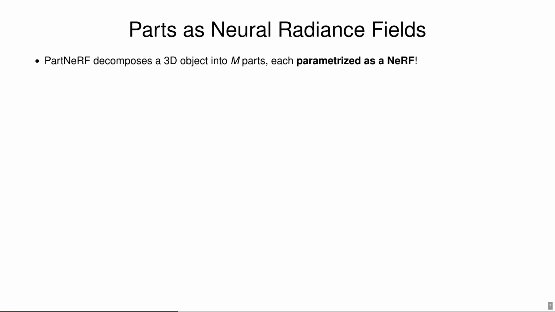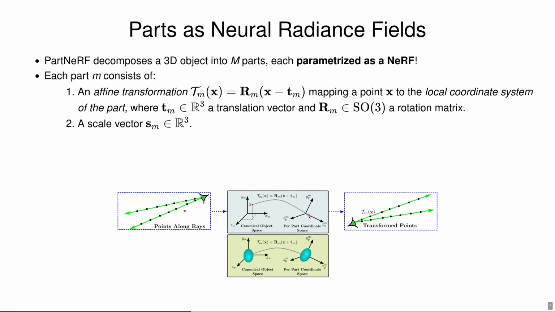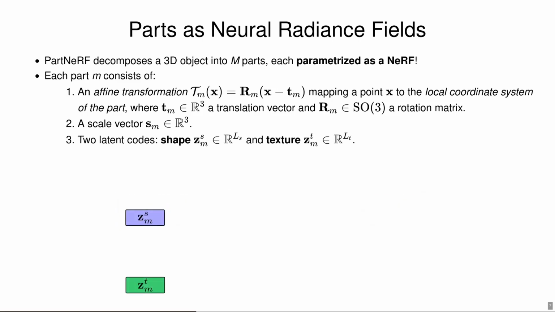We introduce PartNeRF, a method that decomposes a 3D object into m parts, each being parameterized as a neural radiance field. Each part consists of an affine transformation that maps a point x to the local coordinate system of the part, where Tm is a translation vector and Rm is a rotation matrix. The part is also augmented with a scale vector Sm that defines the spatial extent of each part, and two latent codes that control the shape and texture of the object.